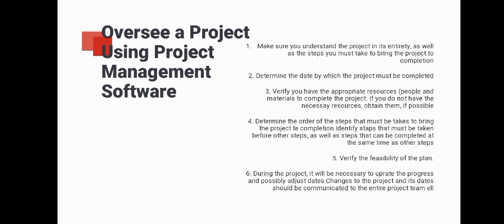4. Determine the order of the steps that must be taken to bring the project to completion. Identify steps that must be taken before the other steps, as well as steps that can be completed at the same time as the other steps. 5. Verify the feasibility of the plan. 6. During the project, it will be necessary to update the progress and possibly adjust dates. Changes to the project and its dates should be communicated to the entire project team.